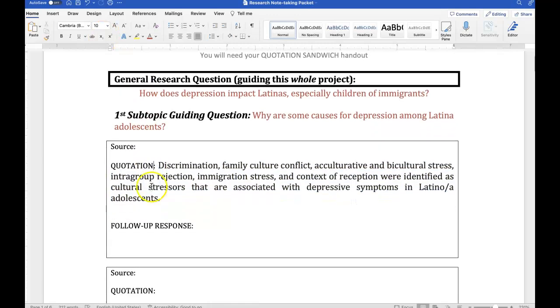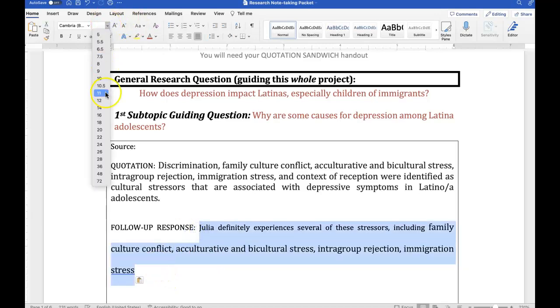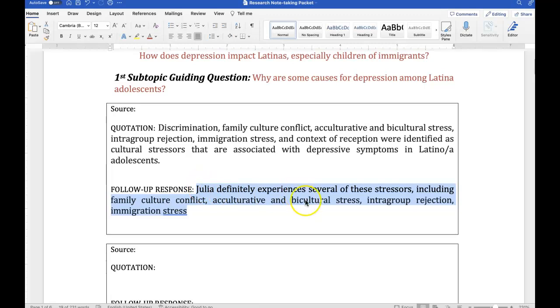Okay, so this is the first quotation, and my immediate follow-up response to this, so that I don't forget why I picked it, I'm going to say, Julia definitely experiences several of these stressors, including... So I'm going to include these here so I don't forget. All right, family.